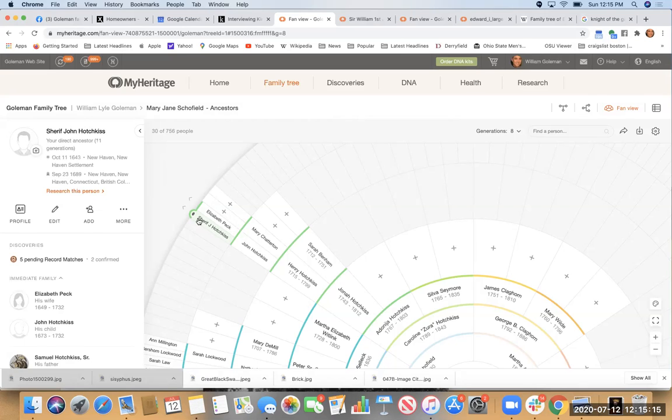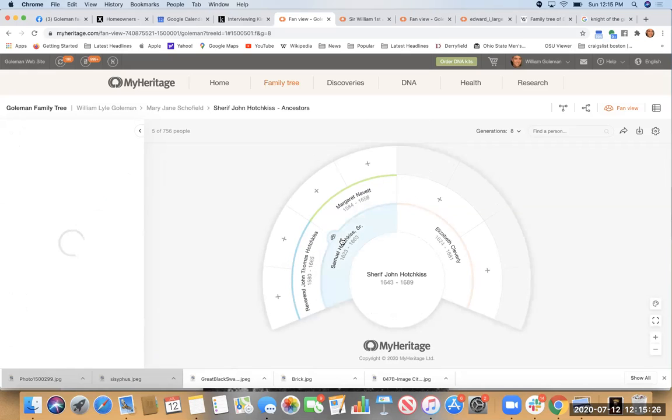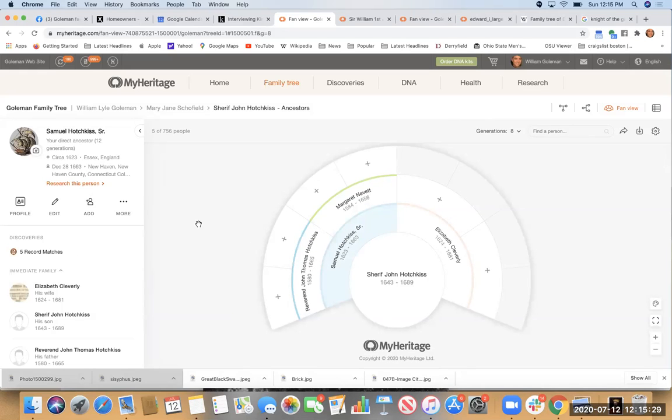And it turns out that John Hotchkiss's father, if I put him in the middle, Samuel. I think Samuel is the one who came. Yes, he's born in Essex, England, and he died in New Haven, Connecticut. So he's the one who came over from England to the New World. But you can see the family tree kind of dies out here on that line of ancestry, which was very common.